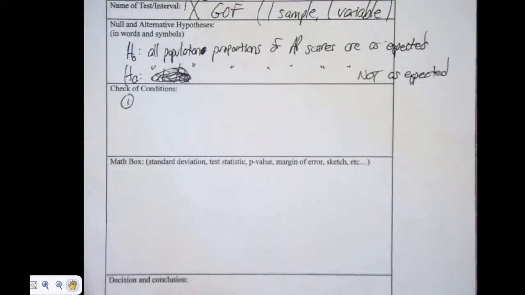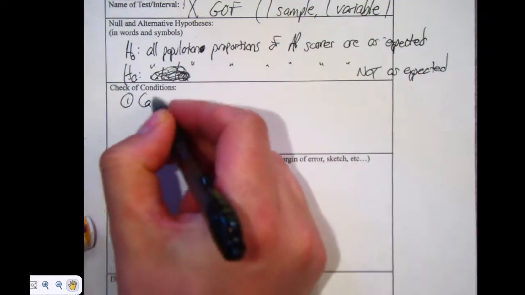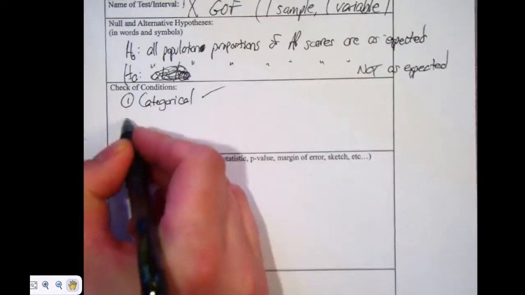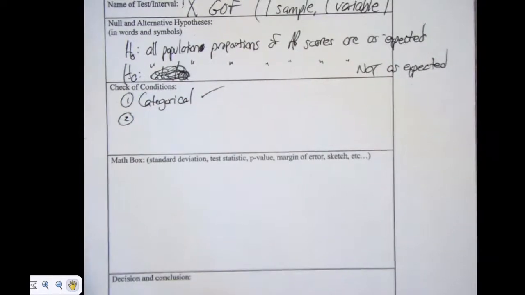First condition is categorical. Is this categorical? Yes, because could you get a 2.9 on the AP test? You can't. You can only get a 1, a 2, a 3, a 4, or a 5. There's nothing in the middle. There's no other numbers. So it is categorical. And I'll be honest with you, the AP test doesn't require that. On my test next week, you're going to have to put that. On the AP test, you actually don't, but it's going to help you remember stuff.